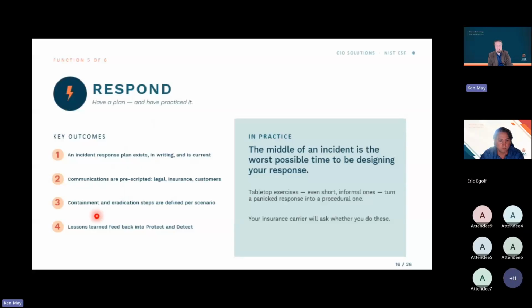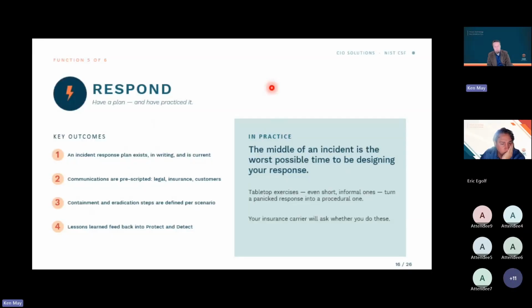This also defines our containment and eradication steps. So we know exactly what we do to halt the progress of an ongoing attack. And the lessons learned from when these issues happen feed back into protect, they feed back into detect, and we make sure to continuously improve these, right? It's an ongoing process.